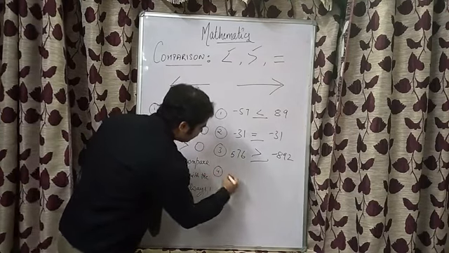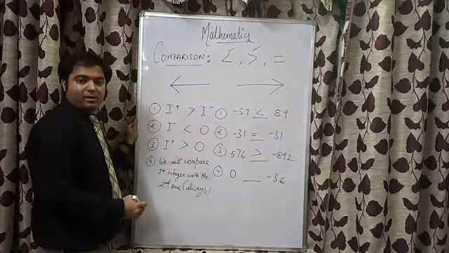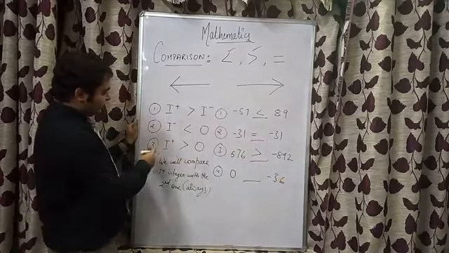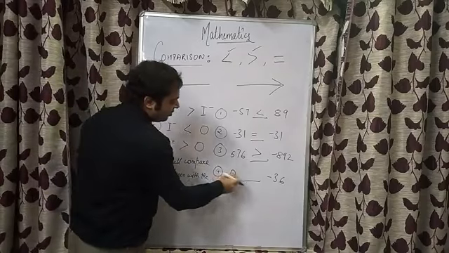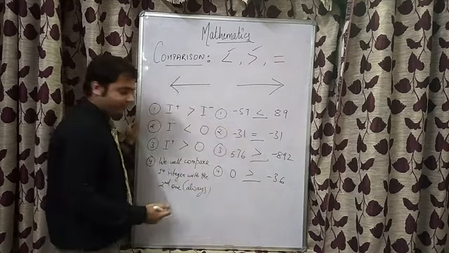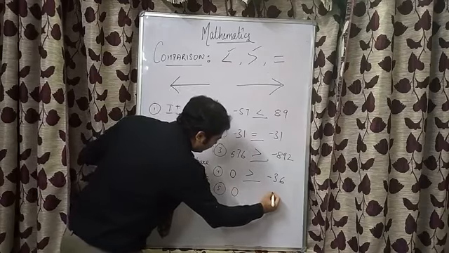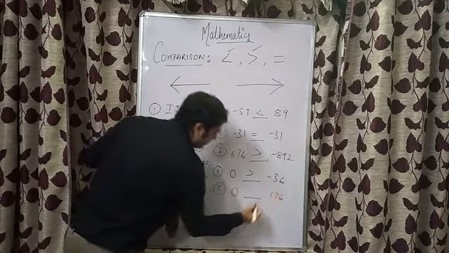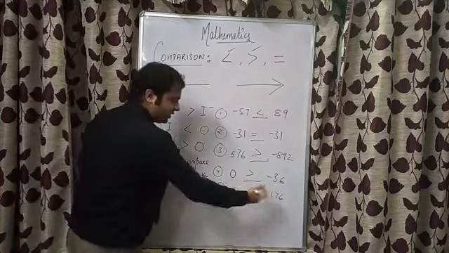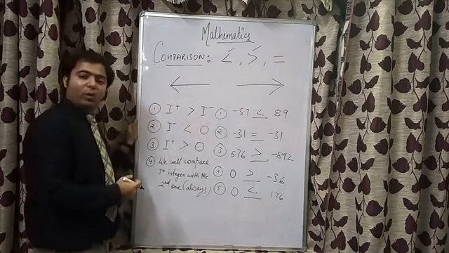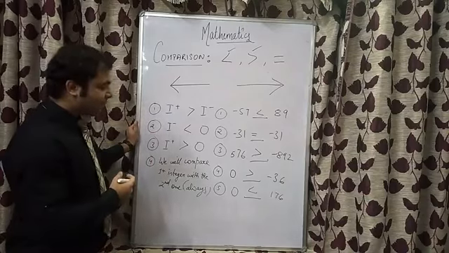Fourth one, suppose we have got 0 and minus 36. So as the rule says, a negative integer is always less than 0. That means 0 is greater than minus 36. Fifth point, suppose we have got 0 and 176. So 0 will be less than 176. Because both are non-negative, we will follow the rule of whole numbers that you have already studied in class 6. This was about comparison, right?